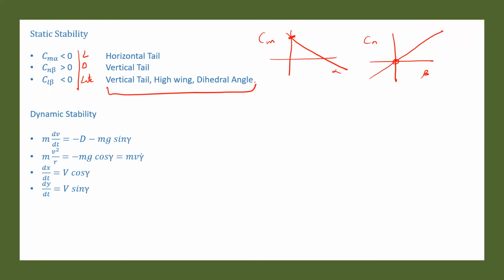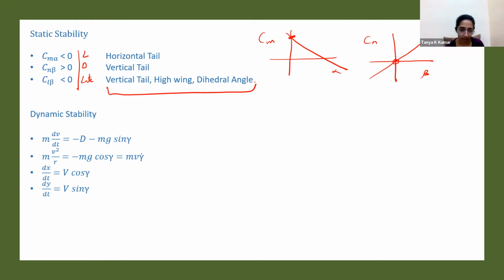Ma'am, yes, I have one question. An aircraft with low wing is destabilizing for lateral stability. Is it true or false? Can you explain? Okay.